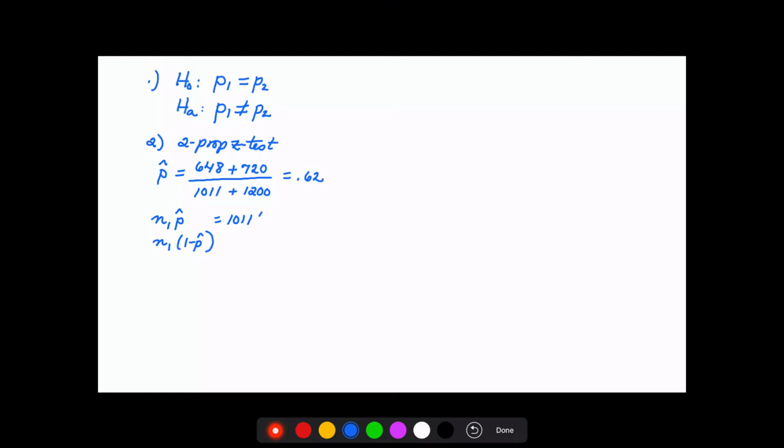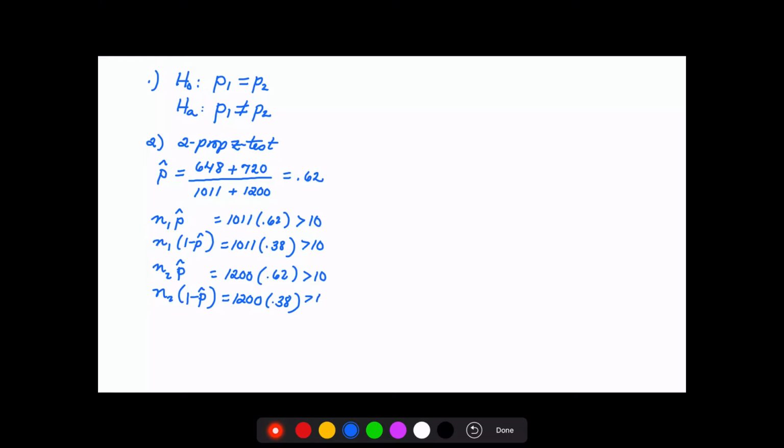So 1,011 times 0.62 and 1,011 times 1 minus 0.62, in other words 0.38, and we can see that these values are greater than 10. Our second sample size similarly will show that that is sufficiently large. So our second sample size was 1,200, so 1,200 times 0.62 and 1,200 times 0.38. These are also greater than 10, so our sample sizes were sufficiently large, and we'll assume that our samples are random and independent.